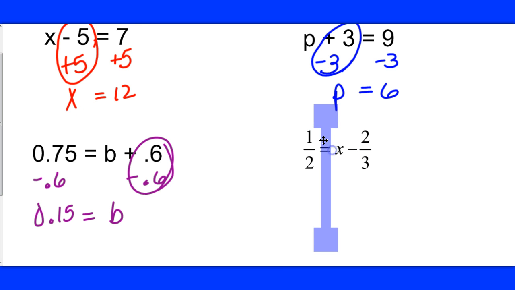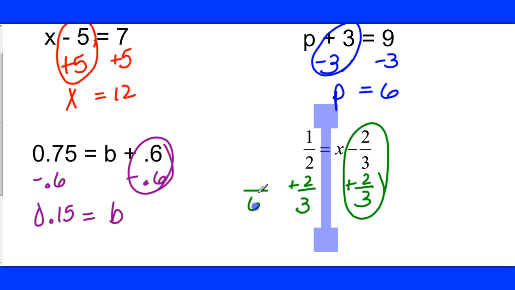Okay? And let's try another one here. Okay, now we've got fractions, but again, it doesn't change the way we work it. I've got x minus 2/3. To get rid of minus 2/3, I'm going to add 2/3, which means I'm going to add 2/3 over here. In order to put these together, I have to get a common denominator. This is gone. Okay, so my common denominator here is going to be 6. This will be 3/6. This will be 4/6. So that's going to give me 7/6 is equal to x.